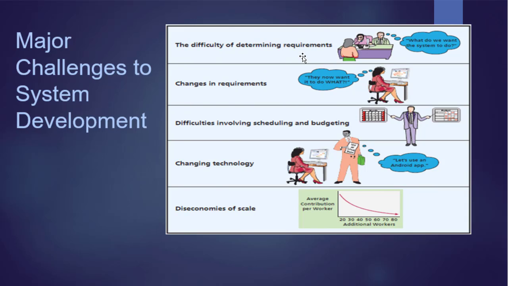So one of the problems with a project is that it's hard to come up with the exact requirements. Right? So you see this little graphic here. What exactly do you want the system to do? And this is where a systems analyst and a business analyst should be able to go in and determine that and have a very good plan, a very good set of requirements before they ever start developing anything.